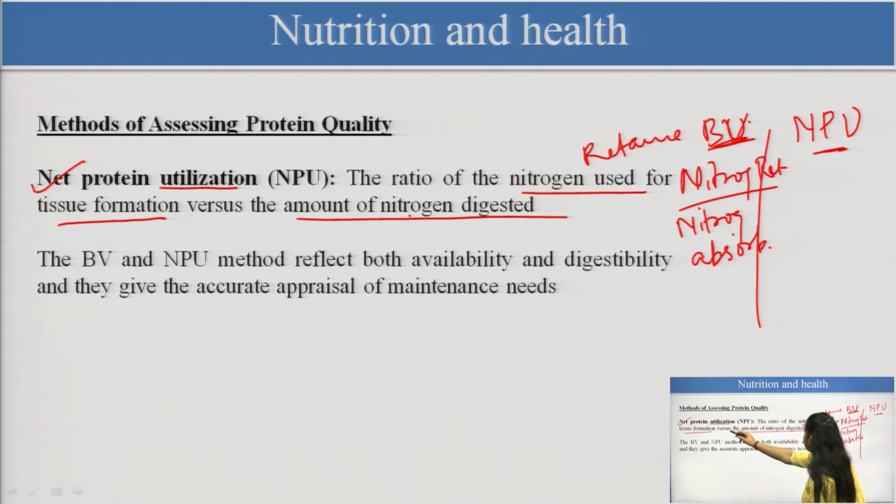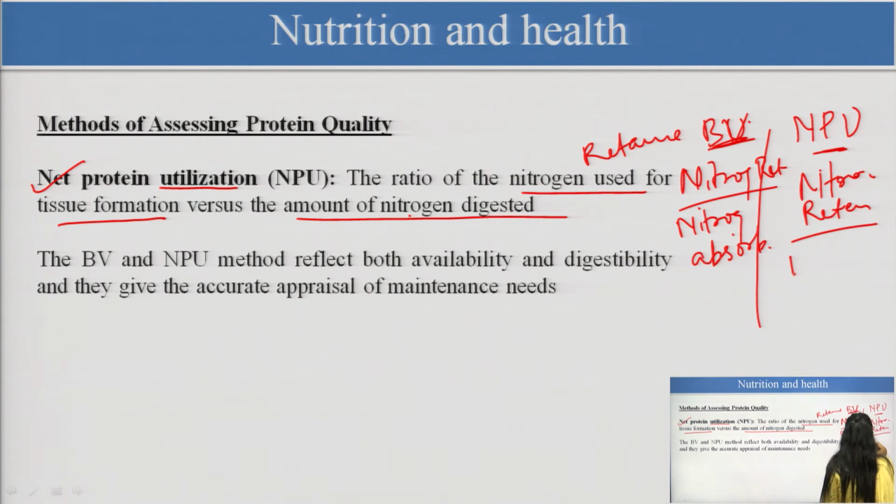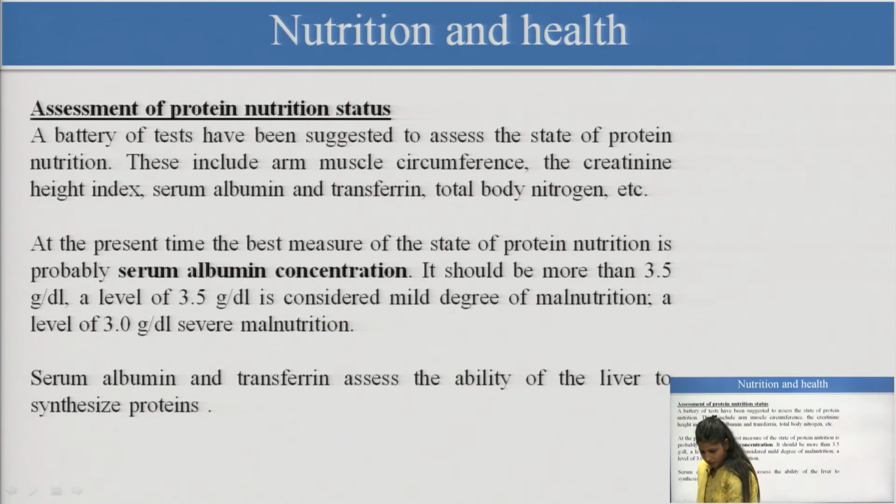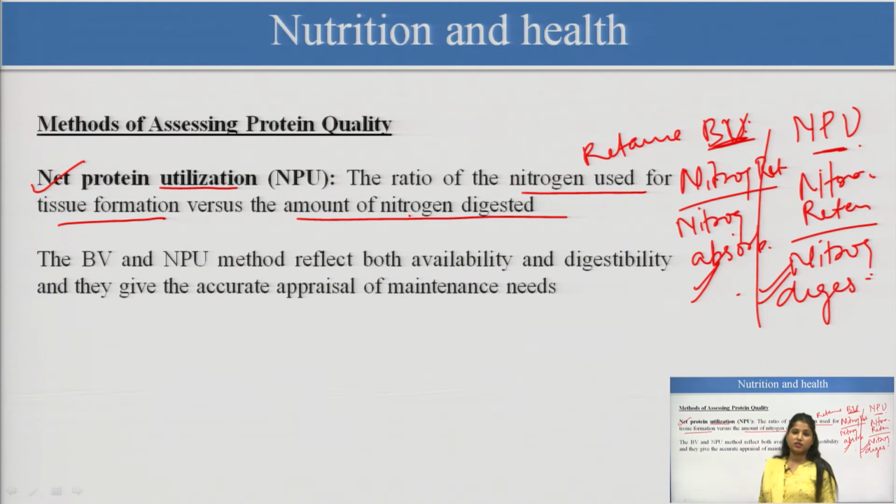In the NPU, net protein utilization, the numerator is the same, nitrogen retention, to the nitrogen digested. The only difference you can see here is that the numerator is the same, but the denominator in the biological value is absorbed nitrogen, whereas in NPU we are taking nitrogen digested. So, there is a difference between these two terms, nitrogen absorbed and nitrogen digested. These are very good parameters, biological value and net protein utilization. They are the best parameters we have for the assessment of proteins.